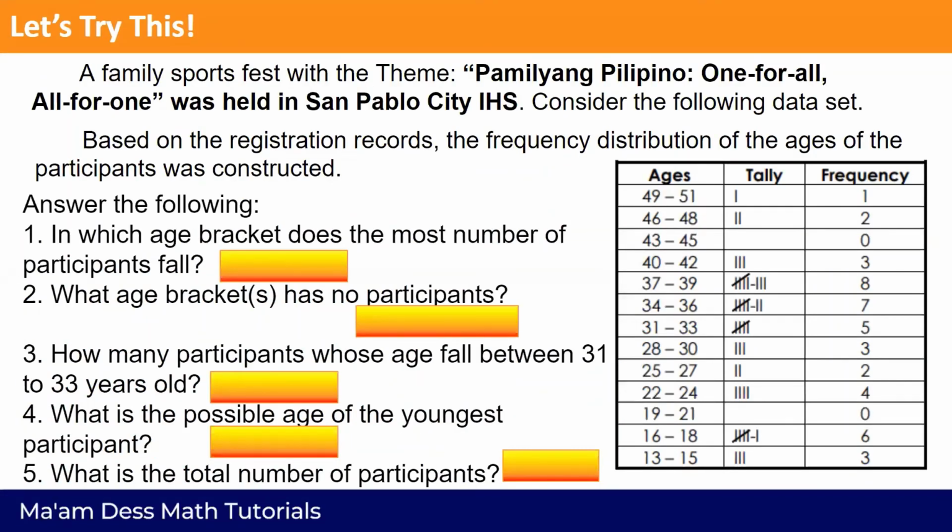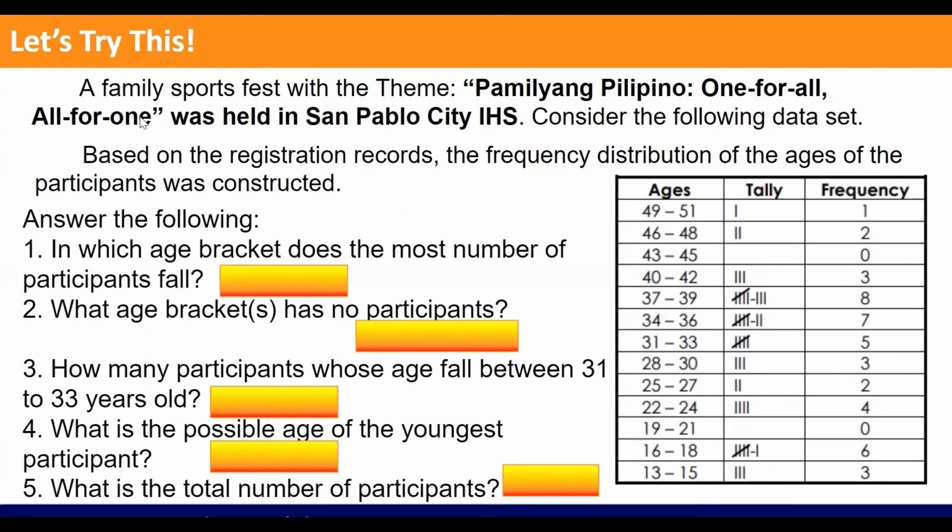Let's continue. Okay, so let us now try this. Ayan. So we will have a family sports fest with the theme Pamilyang Pilipino, One for All for One, held in San Pablo City, IHS. Consider the following data set. Based on the registration records, the frequency distribution of the ages of the participants was constructed. Ayan. So, nakikita po natin yung table or frequency distribution at the right. So, the headings, we have ages, tally, frequency. Under the ages, we have from the lowest, 13 to 15, 16 to 18, and so on, up to 49 to 51. And then, yung tally, and then the frequency.